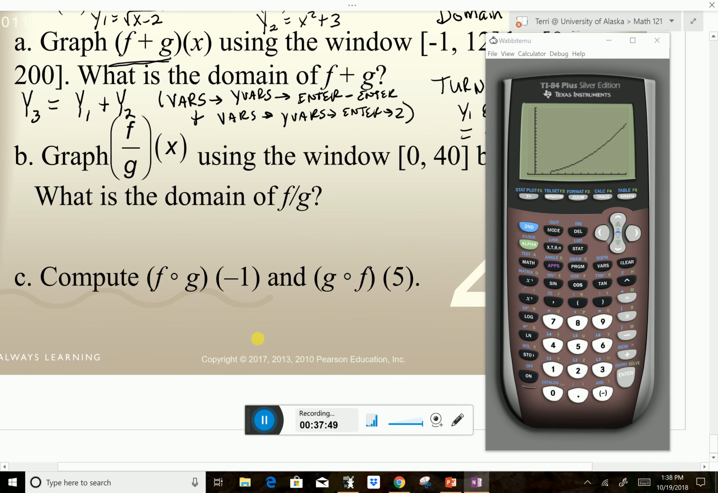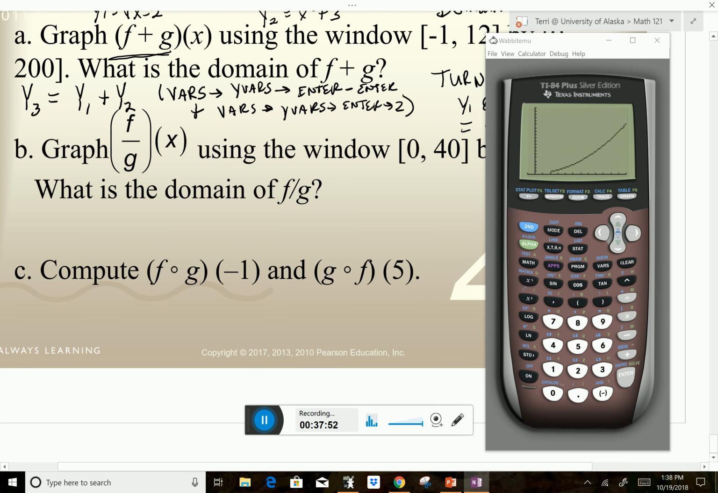Okay, now let's talk a little bit about f over g of x. And remember, I'm going to say it again, not times. So now let's go back to y equals. Now instead of y1 plus y2, we have divided by. And that's all we have to do. Just change it to divided by.